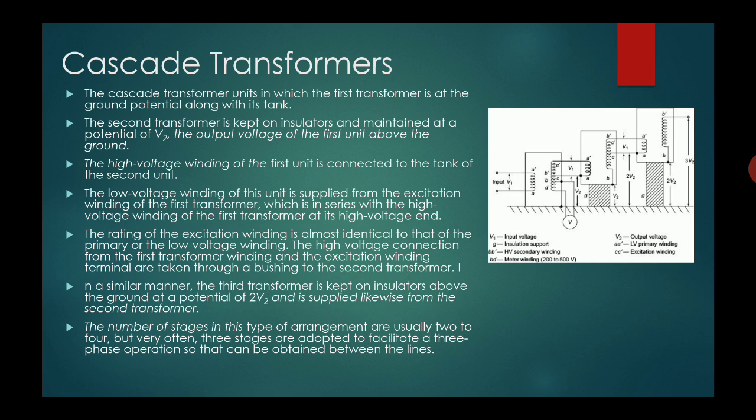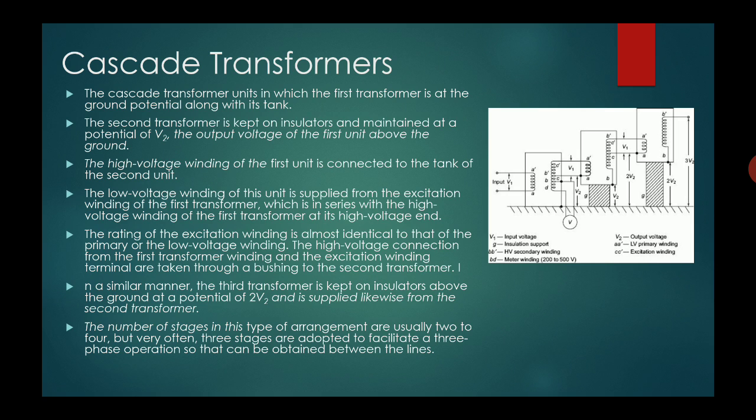The second transformer is kept on insulators and maintained at a potential V2, the output voltage of the first unit, above the ground. So the second transformer is maintained at the secondary voltage of the first transformer. The high voltage winding of the first unit is connected to the tank of the second unit. Let's say for the first transformer the primary voltage is V1 and the secondary voltage is V2. V2 is the higher voltage.